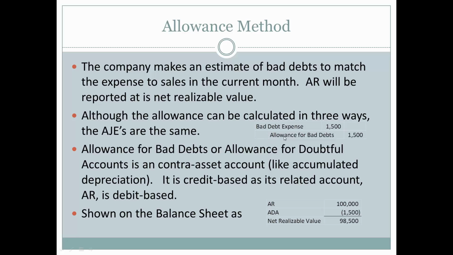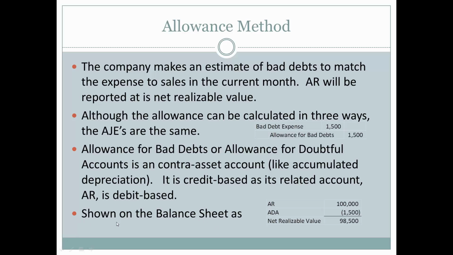you will be using an account called allowance for bad debt because you're just looking now at the accounts receivable in its totality. The allowance for bad debt or allowance for doubtful accounts, I may use either term, is a contra asset account like accumulated depreciation. It is credit-based as its related account, accounts receivable, is debit-based. So instead of waiting for an individual account to go bad, you look at accounts receivable in its totality using your experience, and you determine how much of that accounts receivable you expect will not be collectible, and that is recorded to the allowance for bad debts.